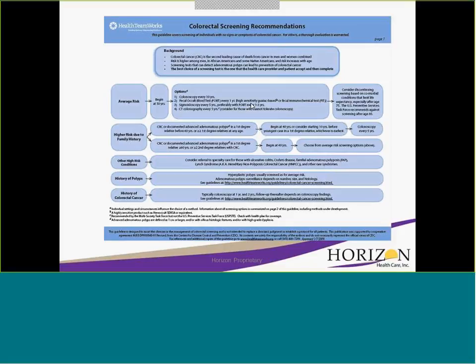I have a question. Are you able to do an end result analysis to see if this kind of intervention actually results in reduced deaths from colorectal cancer?